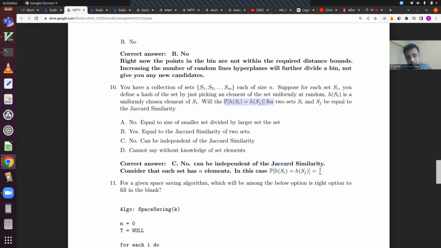What is the probability that H(Si) equals H(Sj)? In MinHash, we say that the collision probability P of H(Si) equals H(Sj) equals the Jaccard similarity. This is in the context of MinHash, by the way. MinHash is a way of hashing sets where you have a global permutation and then pick the first element. There, P(H(Si) = H(Sj)) equals Jaccard, which we have discussed before. But in this case, there is no relationship to Jaccard.